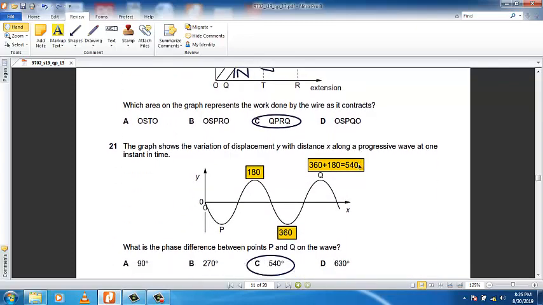Question number 21, it says that the graph shows the variation of the displacement y with distance x along a progressive wave at one instant in time. What is the phase difference between P and Q on the wave? This is P and this is Q.